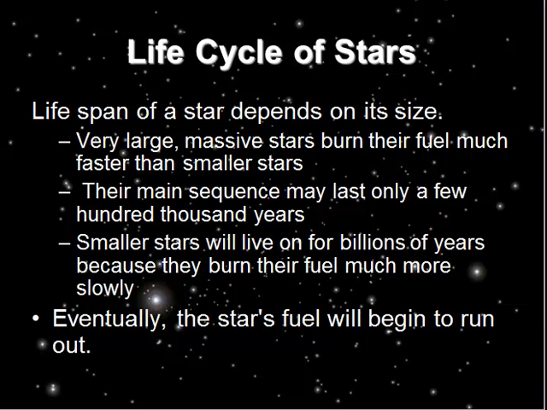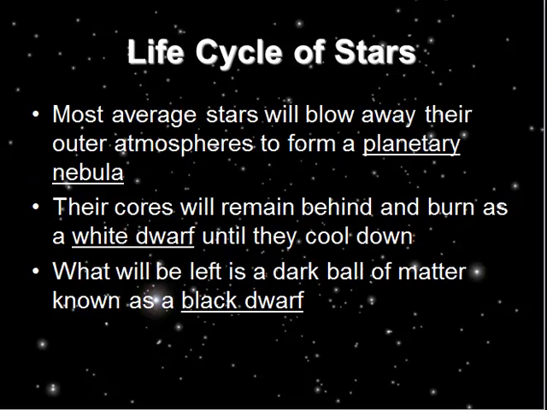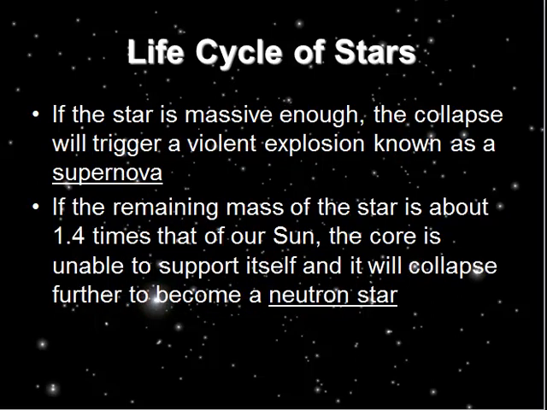Eventually, the star's fuel will begin to run out, though. It will expand into what is known as a red giant, and massive stars will become red supergiants. This phase will last until the star exhausts its remaining fuel, and at this point, the star will collapse. Most average stars will blow away their outer atmospheres to form a planetary nebula. Their cores will remain behind and burn as a white dwarf until they cool down. What will be left is a dark ball of matter known as a black dwarf.